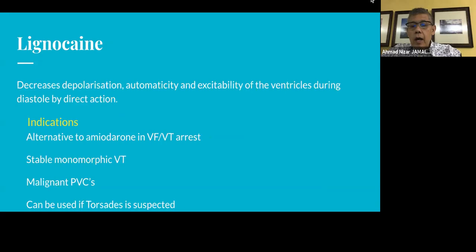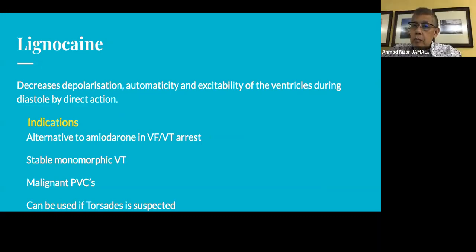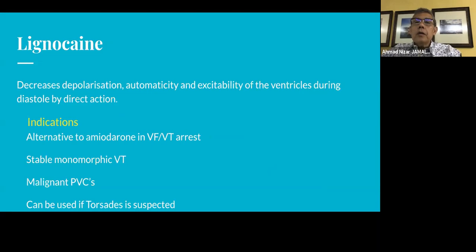Now, lignocaine is a very old drug. In fact, a lot of people do not use lignocaine very much. They tend to prefer IV procainamide. But IV procainamide is not available in our pharmacy. So we have IV lignocaine. Lignocaine decreases depolarization and automaticity and excitability of the ventricles during diastole by direct action. And the indication, therefore, would be that it's an alternative to amiodarone in VF and VT arrest.